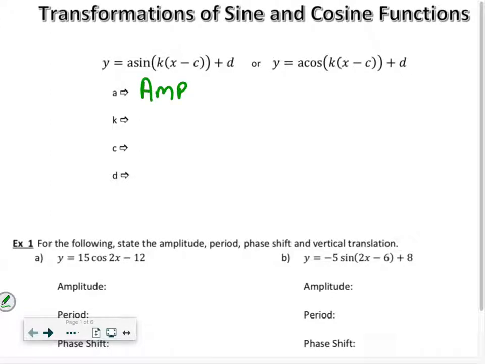Now the K value actually tells us the period. Normally it would be 360 divided by K that would tell me the period, but in this case we're using 2 pi, so the period of the function is equal to 2 pi divided by K. Now, when we're dividing by a fraction, like 2 pi divided by a half, that would actually be multiplying by 2, so remember that's flipping the fraction. C is our horizontal shift, or our phase shift.